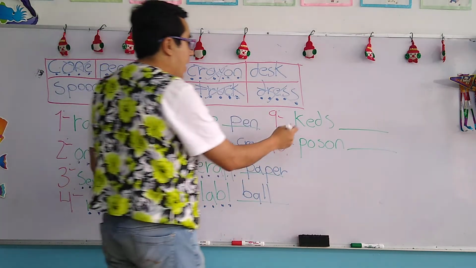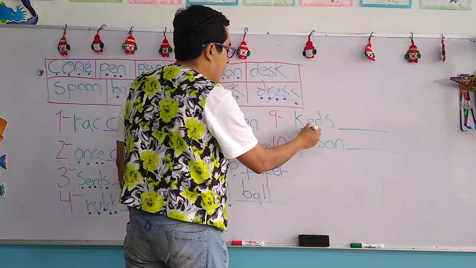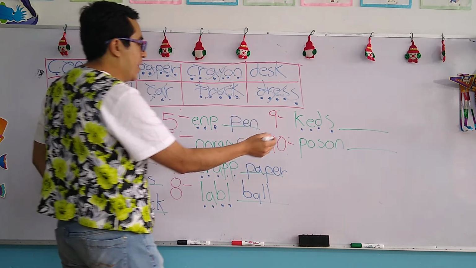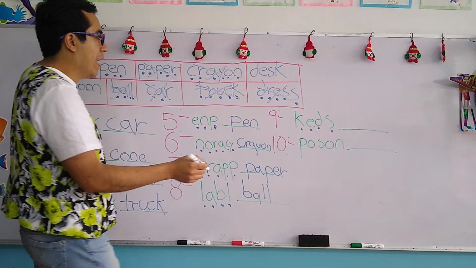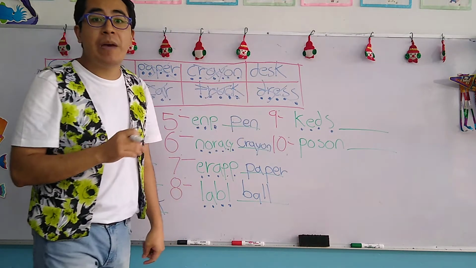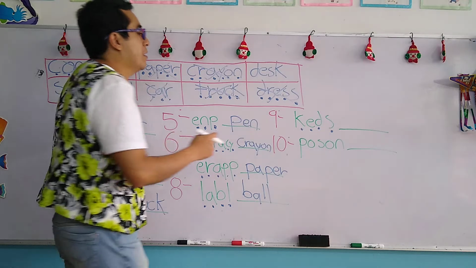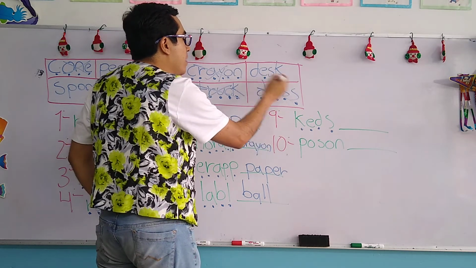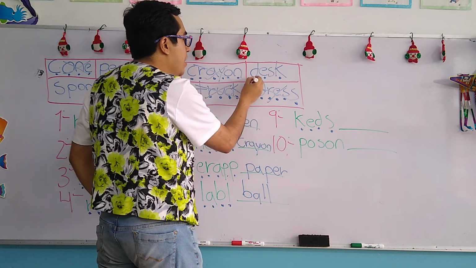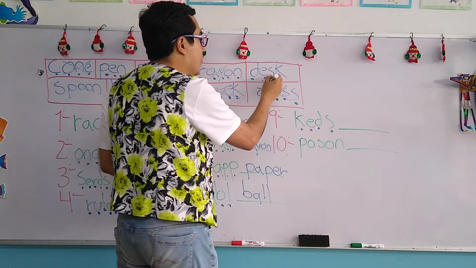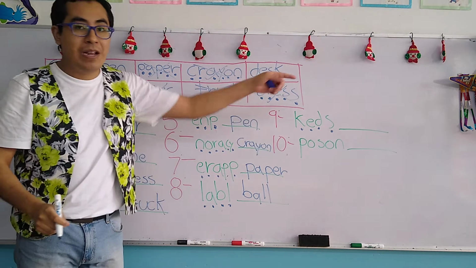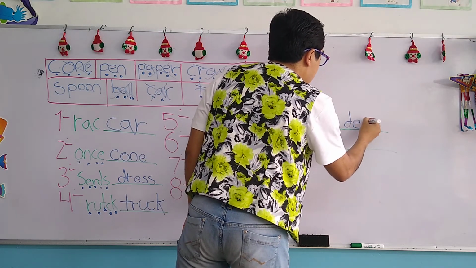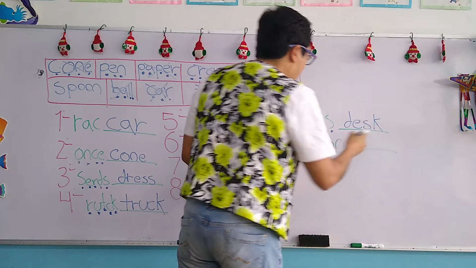The number 9 has 4 letters. 1, 2, 3, and 4. We have a K of Kia. I think it's this one, but we have to be sure. Tenemos que estar seguros. We have a letter K, a letter E, a letter D, and a letter S. So this is the correct order. Let's write it. Desk, D, E, S, and K.